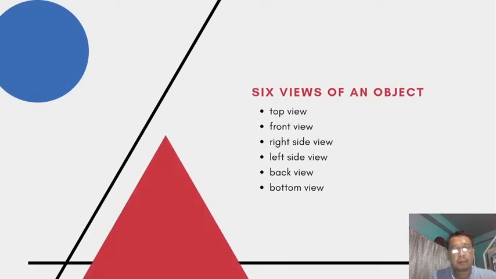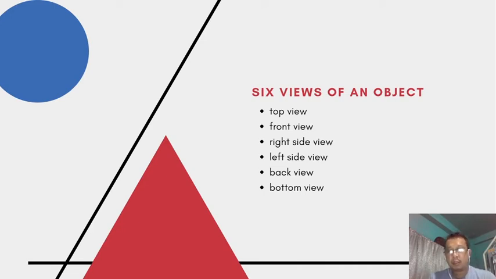In a typical object, there are 6 views. What are those 6 views? Number 1, we have the top view. Number 2, the front view. Number 3, the right side view, then the left side view, back view, and bottom view. Those 6 are the basic views that can be seen in a particular object. So we're not seeing an object in one dimension, but in different dimensions.